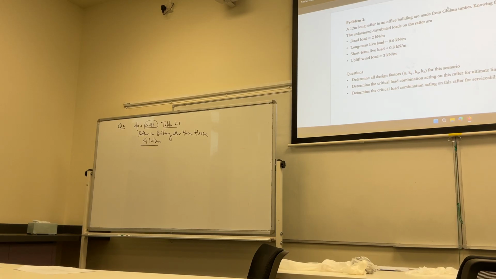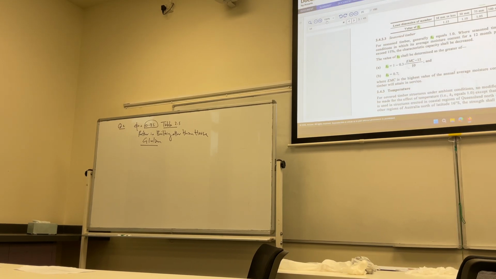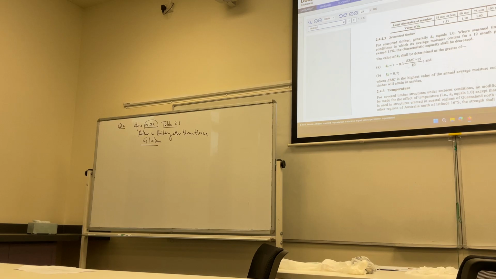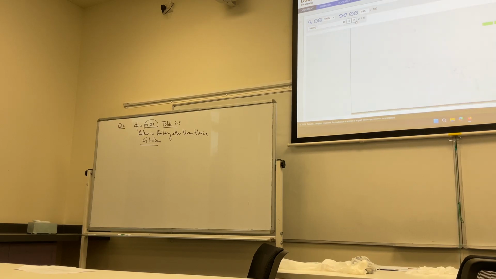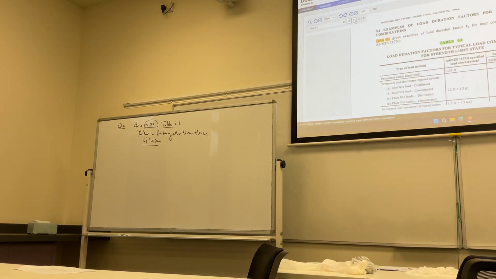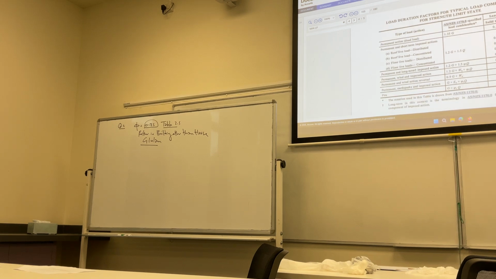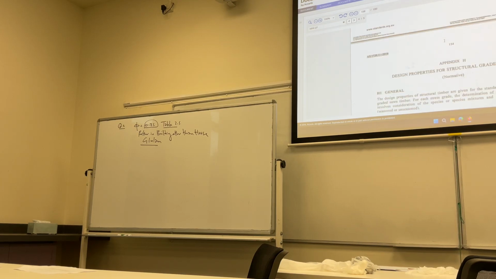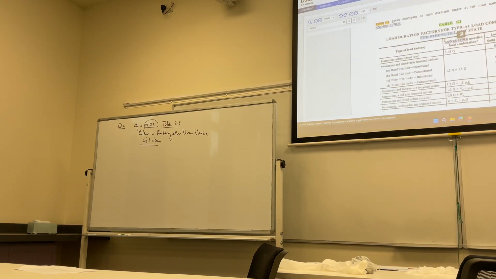Okay. So determine the critical load combination acting on the rafter for the ultimate limit state design. What are the load combinations for this case? If we go to table, which table? Table G1. For table G1, what are the load combinations in this case for the ultimate limit? If you look at table G1 for the strength limit state. Okay?